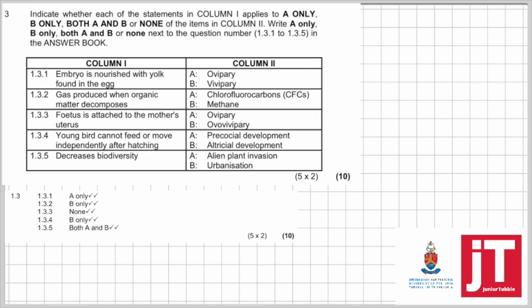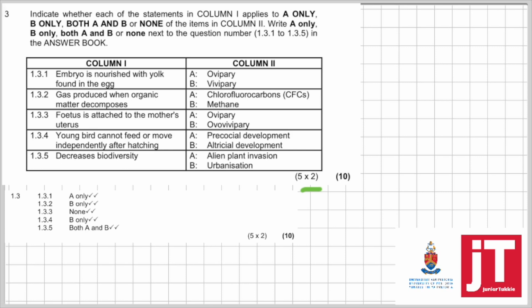1.3. In this one, there were 5 questions, and look how many marks, 10 marks. You have to follow the instructions. Look at the memo: A only, B only, none, or both A and B. You have to use the words only, both A and B, or none. Please follow the instructions. Let's look at the questions. We've done this already. Make sure you stick to the instructions.